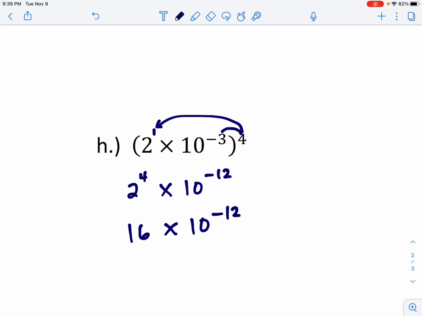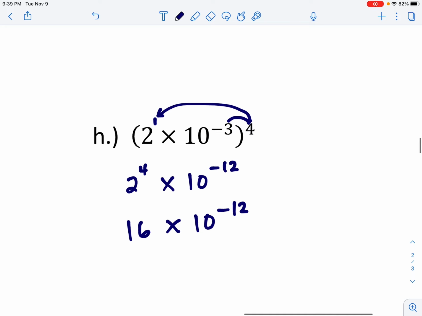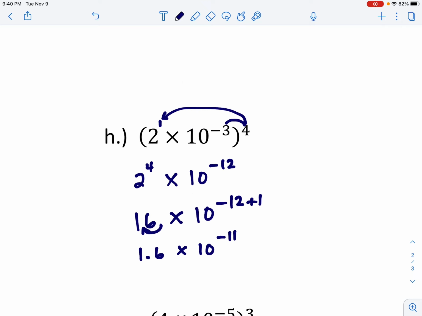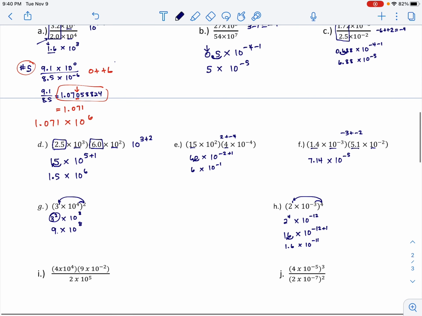There's nothing that we need to change. Oh wait, there is something we need to change on that one. So 16 is not in scientific notation. So our decimal point would go here. We're going to go back 1. We have to add 1. So that's going to be 1.6 times 10 to the negative 11 power. All right. So that is how we do the power to power ones.